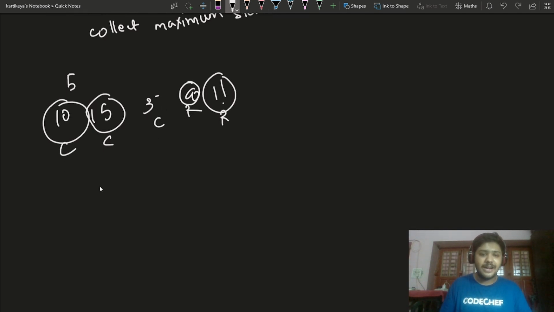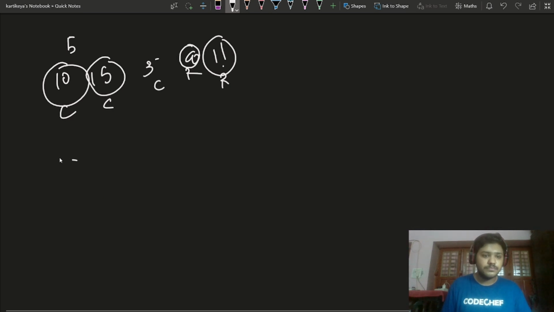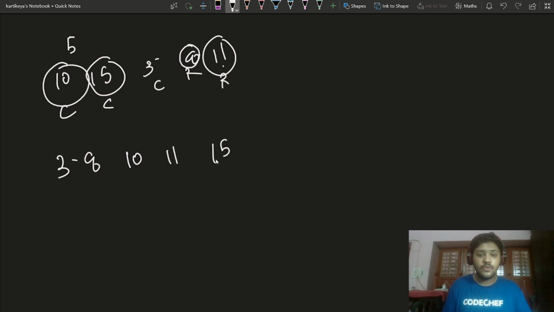So we can say that if we sort the array, then it would be something like this: 3, 8, 10, 11 and 15. So whose turn is first? Chef. What is optimal for the Chef? To take the pile which has the maximum number of stones. So here comes the Chef. Now it is Roma's turn. Roma will take this pile because among all the remaining piles, this has the maximum number of stones.